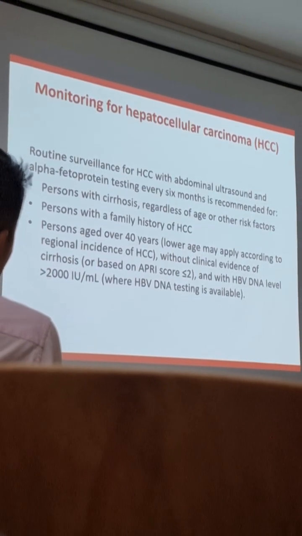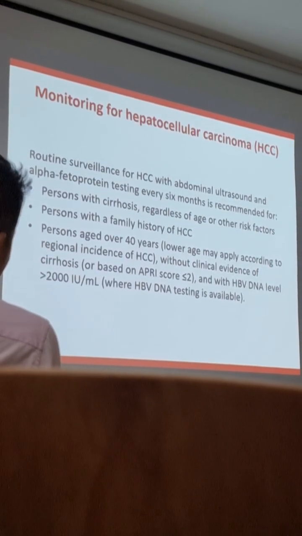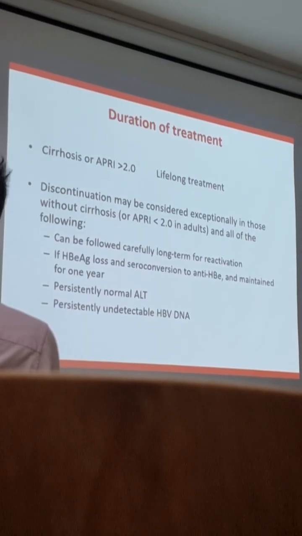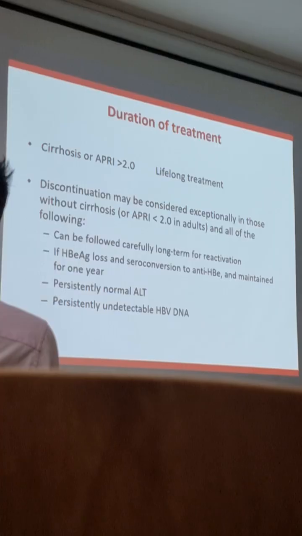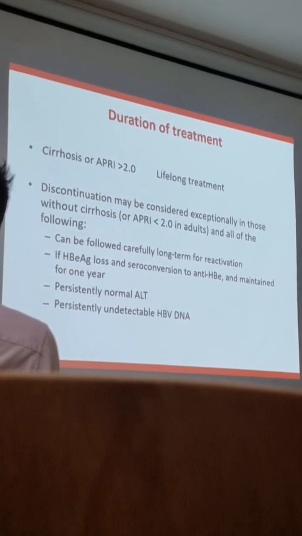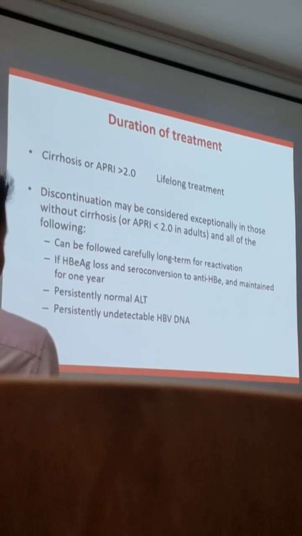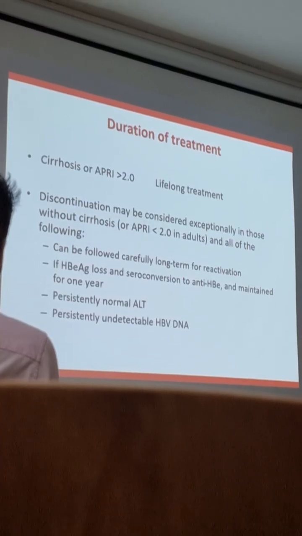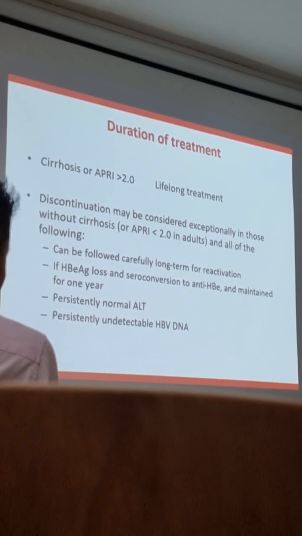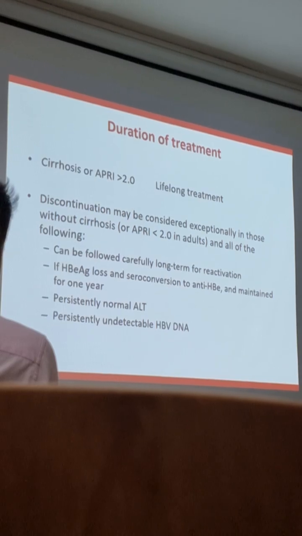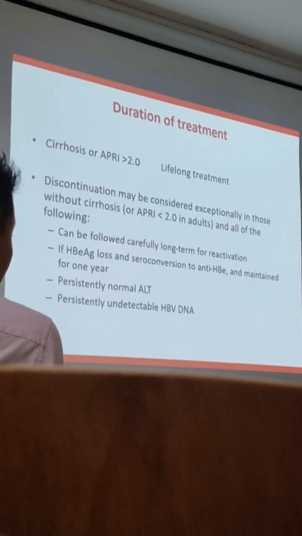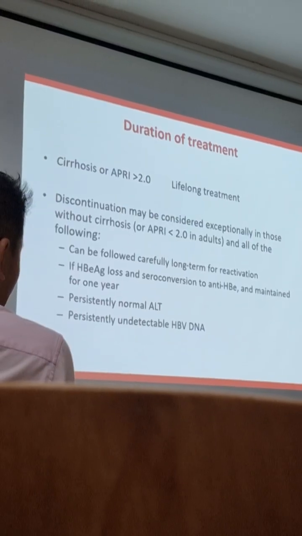And we always monitor for hepatocellular carcinoma. So cirrhosis patients are at risk and need monitoring. Now, in some patients, if the liver enzymes are persistently normal and viral load is persistently not detected, okay, and the hepatitis B antigen becomes negative and antibody against hepatitis B antigen develops and is maintained for 1 year, those patients we can stop treatment. Otherwise, treatment is lifelong.